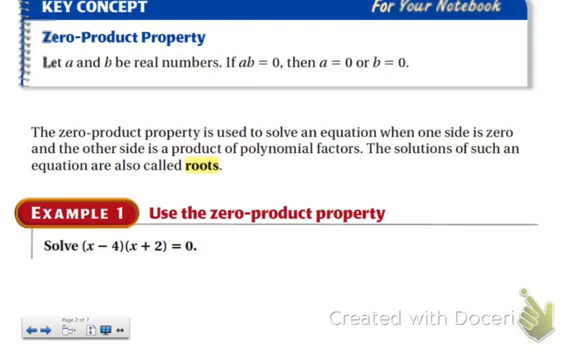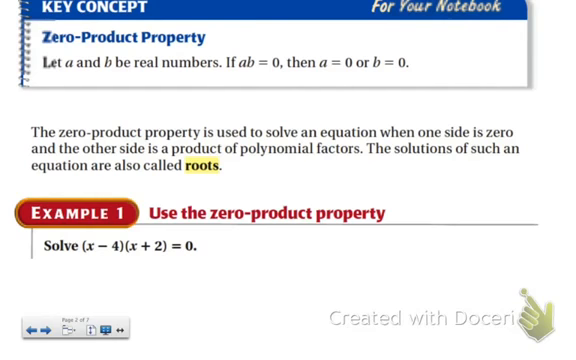The first thing we need for this section is the zero product property. If a and b are real numbers, and we know that a times b equals 0, then it must be true that a equals 0 or b equals 0. So we can use this fact to help us solve polynomials. The solutions that we get are also called roots of these equations, and we'll see more of that later.